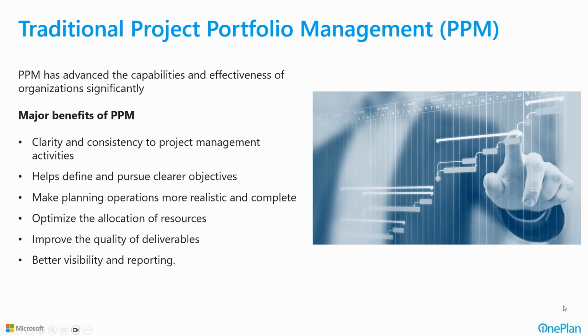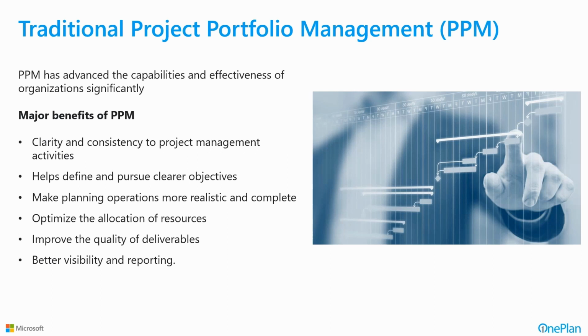So, we've come a long way with traditional project and portfolio management methods over the last few decades, and it's really helped organizations advance their capabilities across the board, with clarity and consistency of overall project management activities, helping to pursue clearer objectives, helping keep things real and realistic and complete. And a big pain point is the optimization and allocation of resources. We also hopefully do better at execution, so we improve the quality of our deliverables and minimize rework. And sometimes it's just better visibility and reporting.